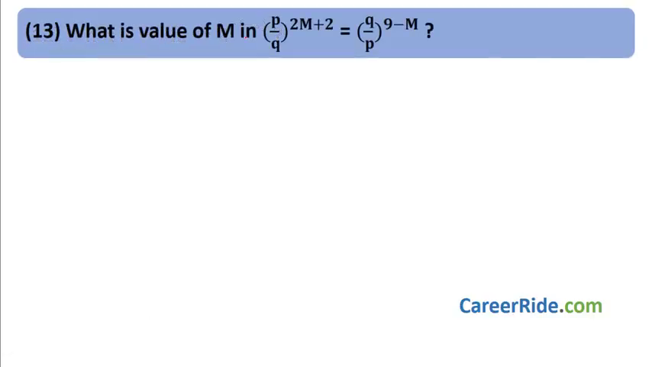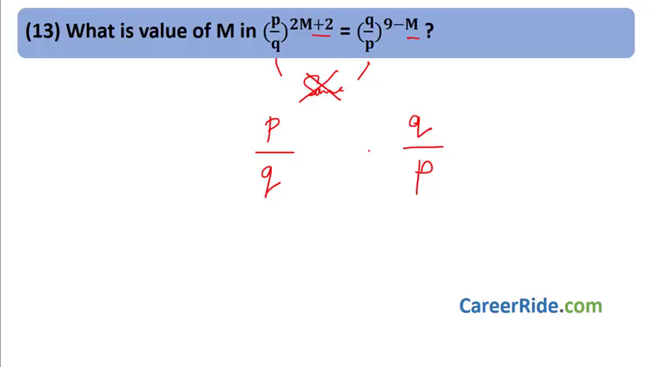Moving to the next question. Question number 13. What is the value of m in p by q raised to 2m plus 2 equal to q by p raised to 9 minus m? Now in previous sums what we did, we had the bases the same, and then we compared the powers, but here the bases are not the same. So can we get the bases to be the same? What is the base? One is p by q, the other one is q by p. Can we make them the same?